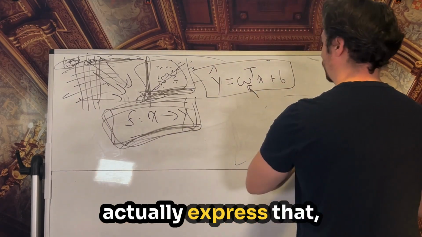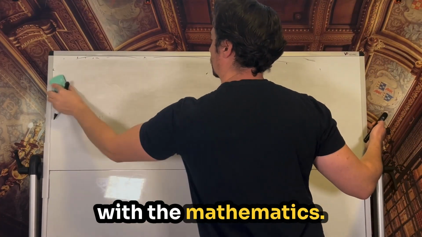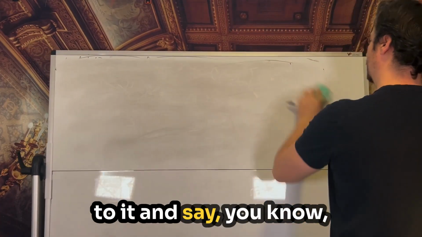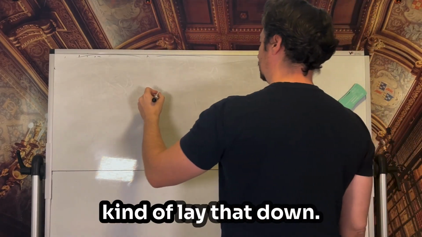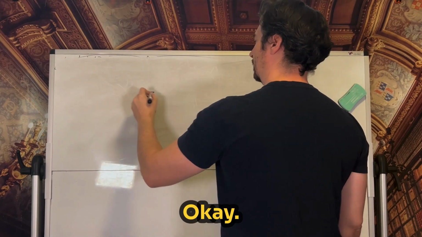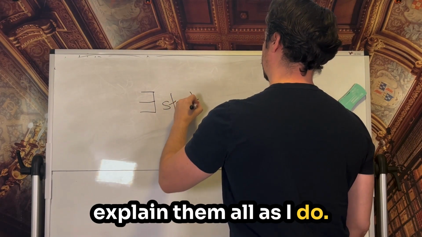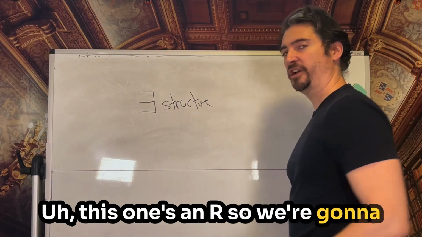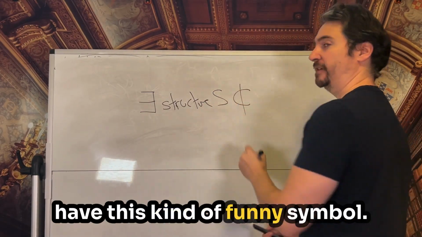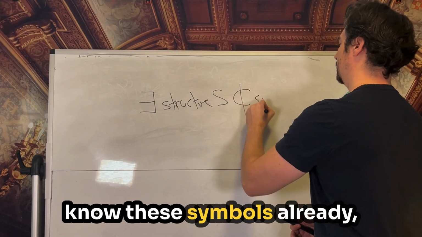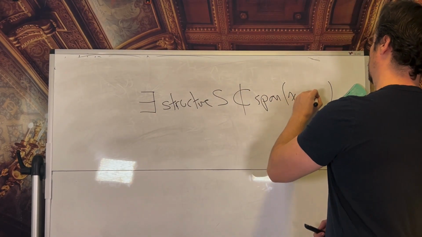One way we could express that, because I like to express things definitionally with the mathematics, so you can always go back to it and say, well, what do you mean linear models can't work? Here's a way to lay that down. There might be some funny symbols here, but bear with me and I'll explain them all as I go. This one's an R, this backwards E, let's say structure S, and we'll have this funny symbol. A lot of you probably know these symbols already, but I like to talk like that in case you don't, because you don't need to be intimidated.